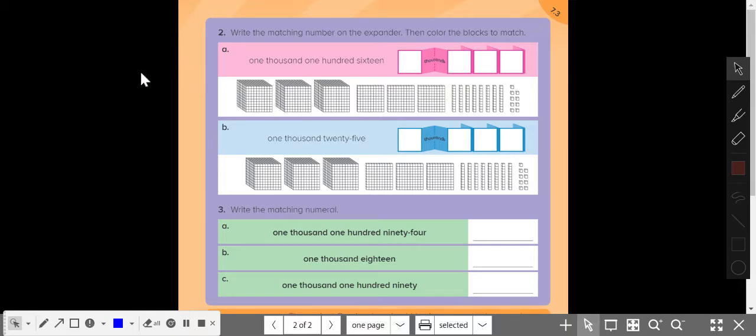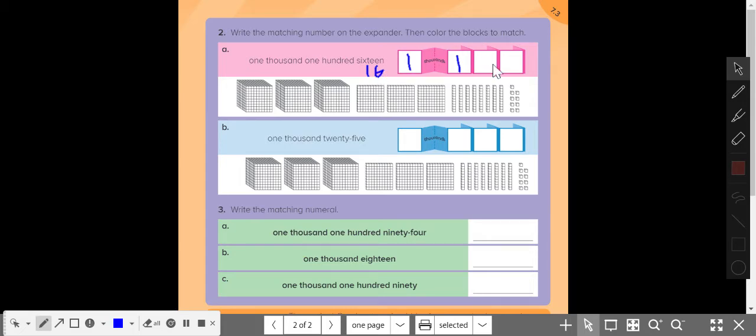Miss Bailey almost forgot to do that. That would have probably led to a mistake. So let's see this. 1,116. So I'm going to write my numbers. So I know I have 1,100, and then it says 16. I know 16 looks like this.